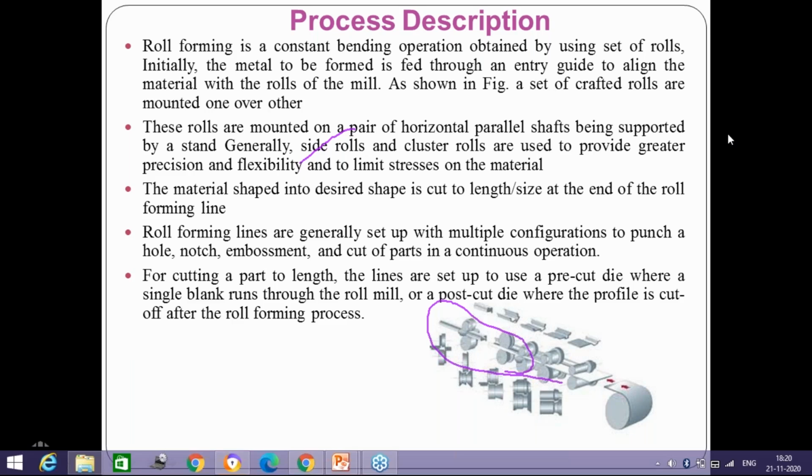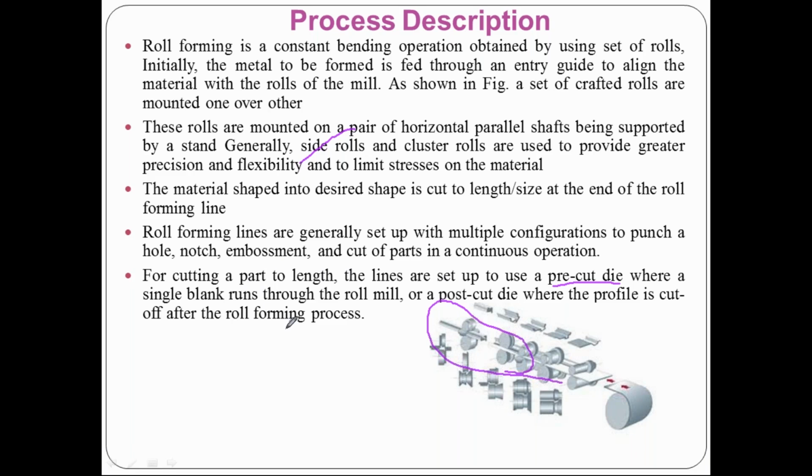The material shaped into the desired shape is cut to length or size at the end of the roll forming line. Roll forming lines are generally set up with multiple configurations to punch a hole, notch, embossment, and cut off parts in a continuous operation. For cutting of a part to length, the lines are set up to use a pre-cut die where a single blank runs through the roll, or a post-cut die where the profile is cut off after the roll forming process.